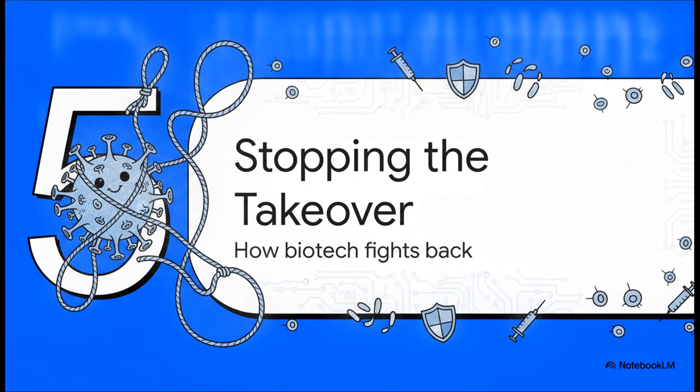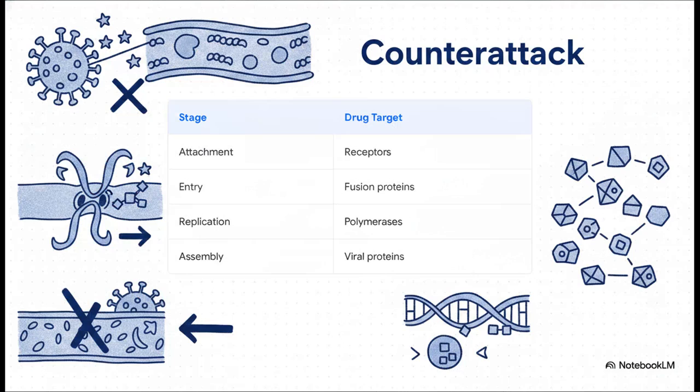Section 5. Stopping the viral takeover. How biotechnology fights back. Fortunately, we've mapped out a pretty amazing counterattack. Because we know exactly how this timeline works, scientists can design specific antiviral drugs to block the virus at every single vulnerable stage. If we block the receptors, we stop attachment. If we inhibit fusion proteins, we stop entry. By targeting viral polymerases or reverse transcriptase, we grind replication to a dead halt.